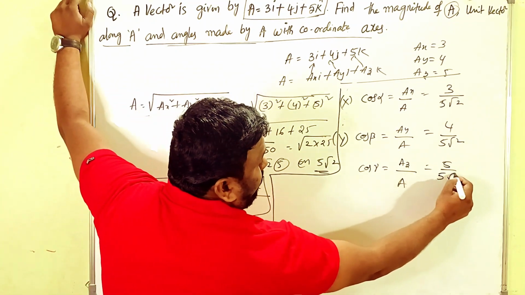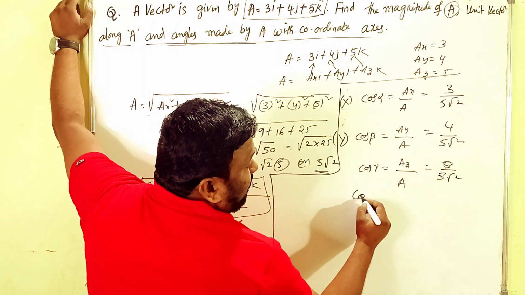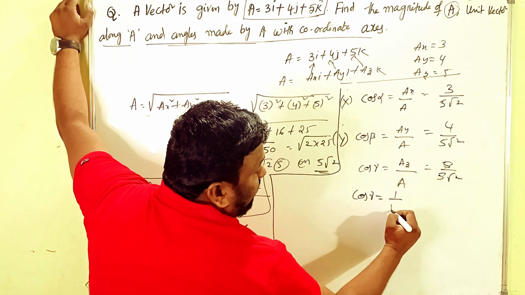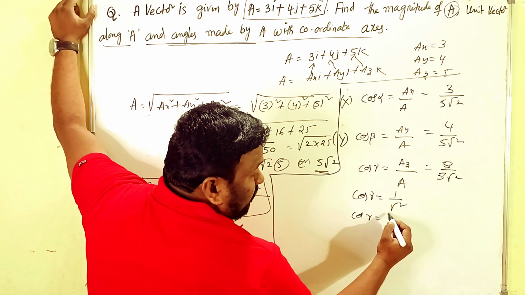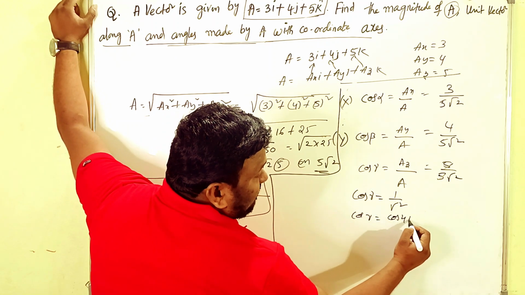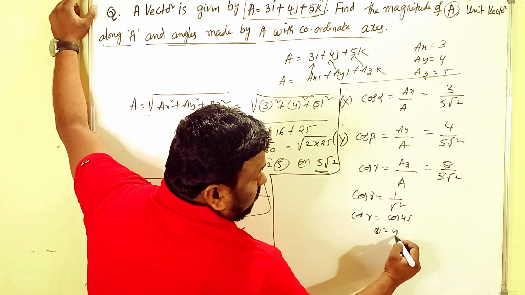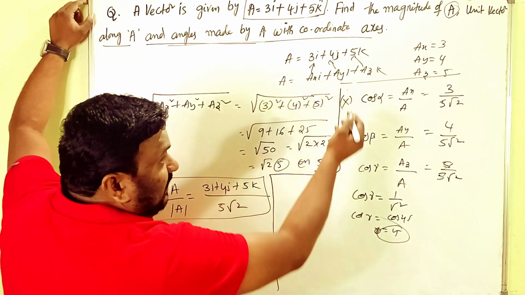5 root 2. Clear? 5 5 cancel. Then what we get? Cos gamma is equal to 1 by root 2. So cos gamma is what? 1 by root 2 means what? Cos 45 degrees. Then gamma is equal to what? 45 degrees.